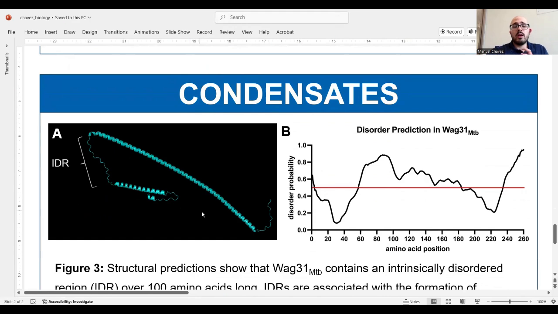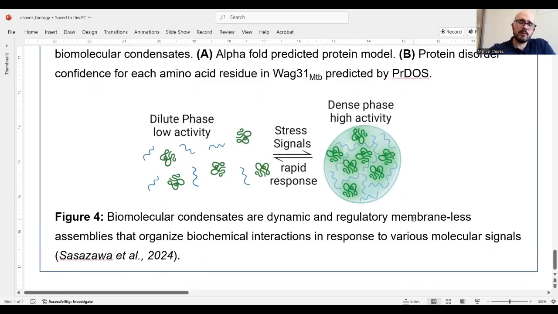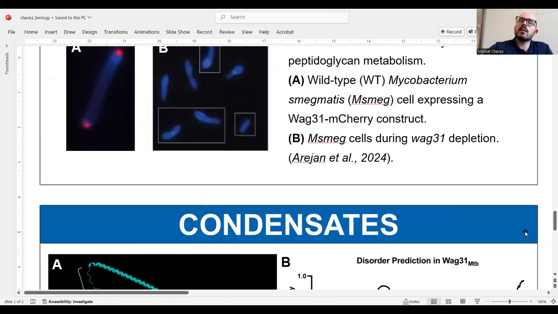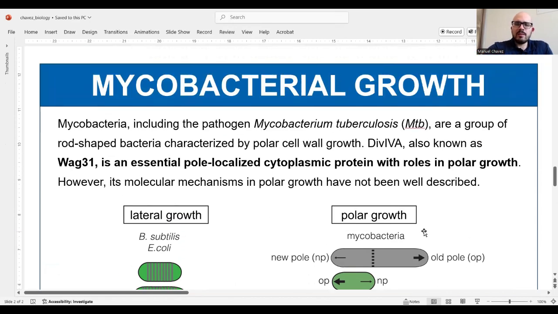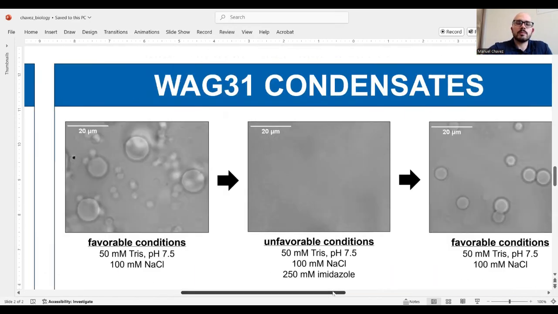Here I'm showing you the predicted structural model of the protein, and here we have the IDR, or intrinsically disordered region, which is an unstructured region of the protein with a high probability of being disordered. We care about this because IDR regions are often associated with the formation of biomolecular condensates. These condensates are dynamic and regulatory membraneless compartments that often organize biochemical interactions, and they respond to various molecular signals, and they are very sensitive and often selective in the different molecular processes they're involved in. So we think in part that polar growth in mycobacteria is involved with condensate formation.